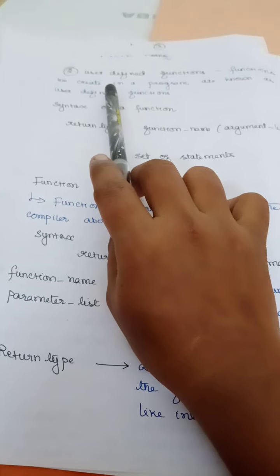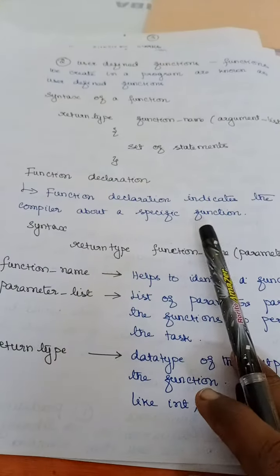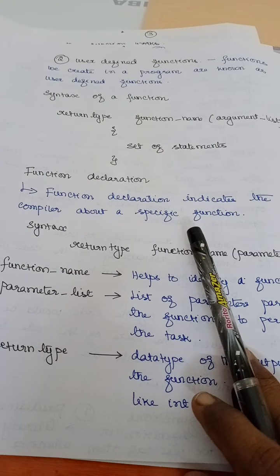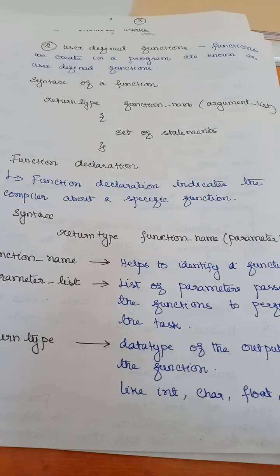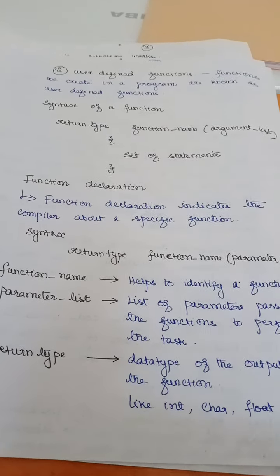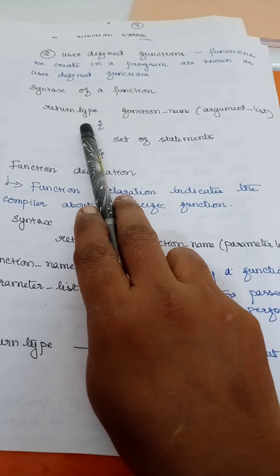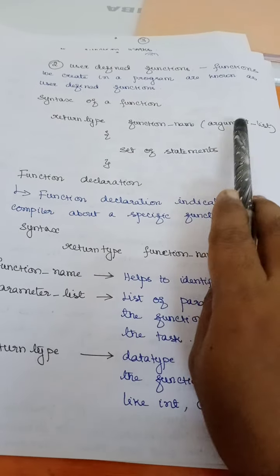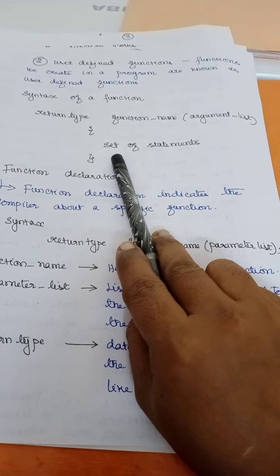User-defined functions are nothing but the functions that are defined by the user. It's nothing but the programs that we write; you call them user-defined functions. The syntax for a user-defined function is this: return type, the function name, and the argument list. Clear? And I have my own set of statements.